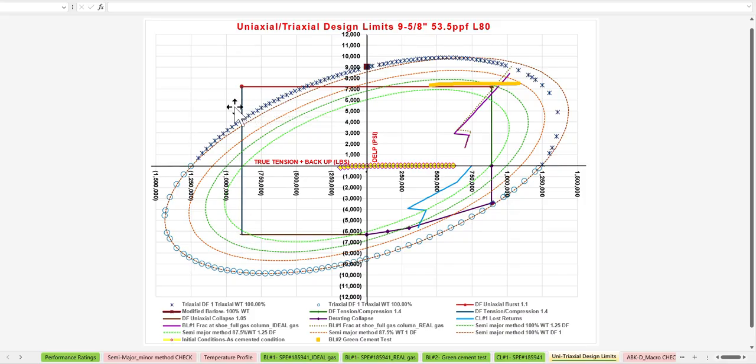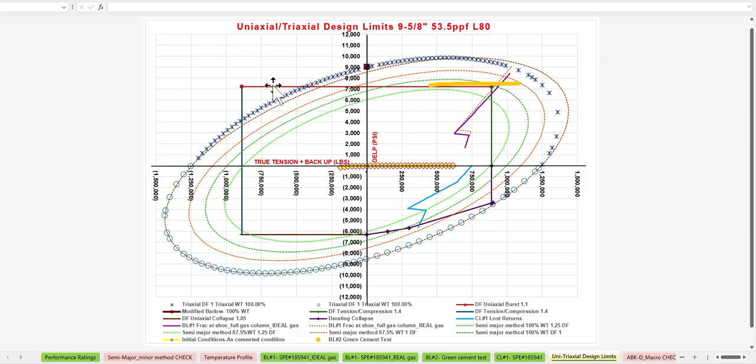So this is your uniaxial compression line from the performance rating tab, and this is the uniaxial tension limit. So again the connection might be different, that's why I have put 100% over there. That's the uniaxial burst limit. You calculated it with Barlow.